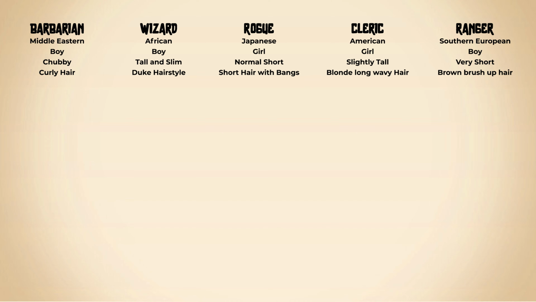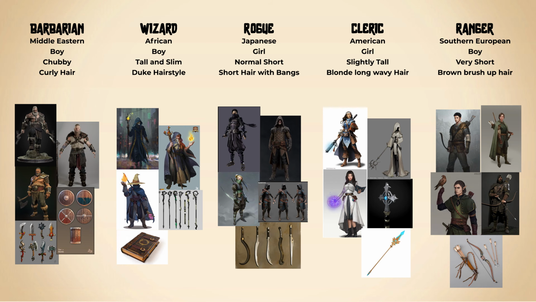Here is a short description of the 5 characters. You can see the race, the class, gender, and body type. That's all the information I need. I have already gathered a bunch of references of each character and their class.